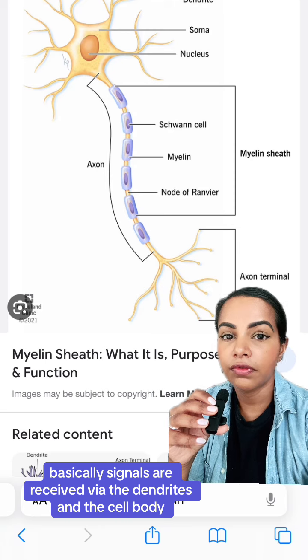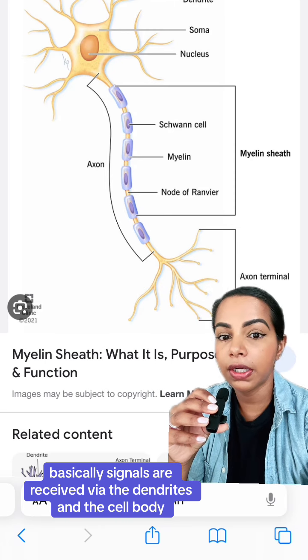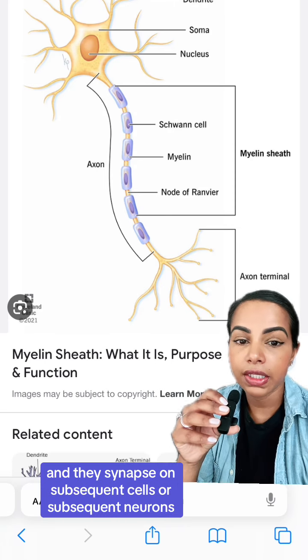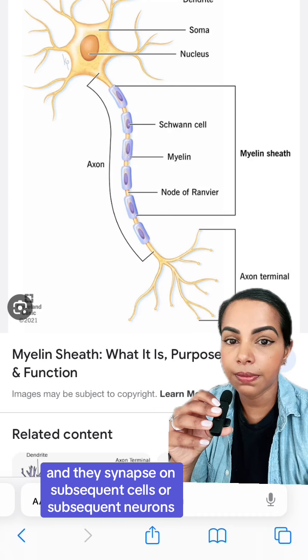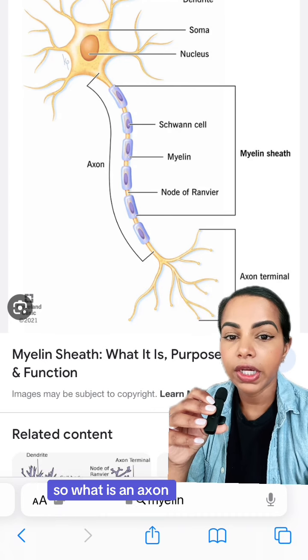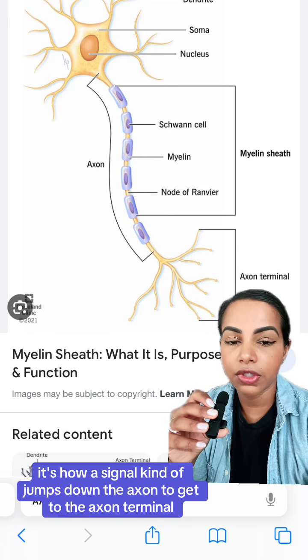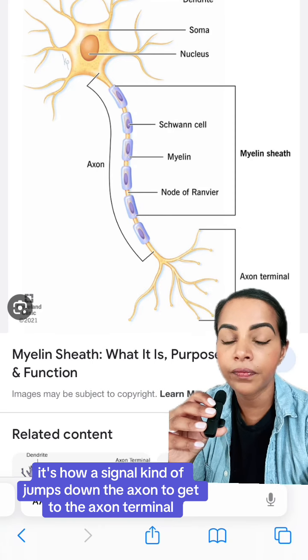Basically, signals are received via the dendrites and the cell body. They go down this long axon tail, they get to the axon terminal, and they synapse on subsequent cells or subsequent neurons. So, what an axon is, it is the tail. It's how a signal kind of jumps down the axon to get to the axon terminal.